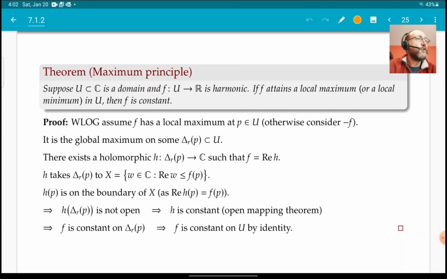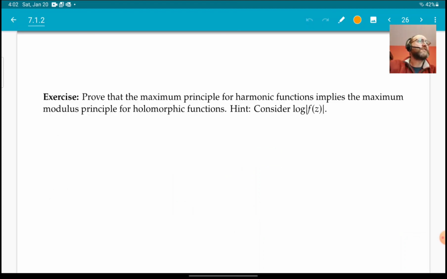All right. So we have the maximum principle. So we have the identity and maximum principle, basically just applying the main key point in both of them: we look at a small disk, which is simply connected. There we can actually find a holomorphic function whose real part is f. Okay, so let's look at some useful exercises from this.